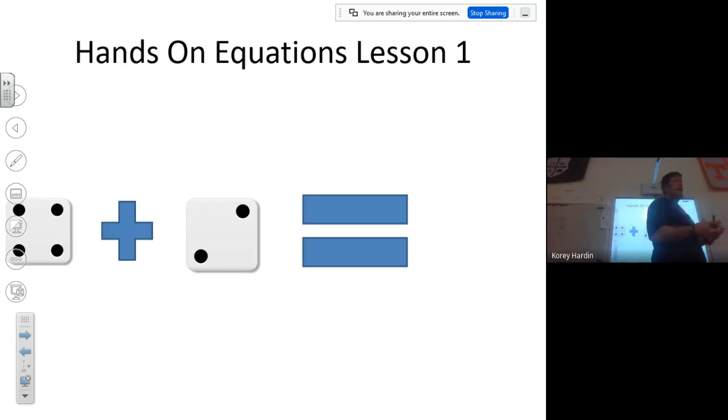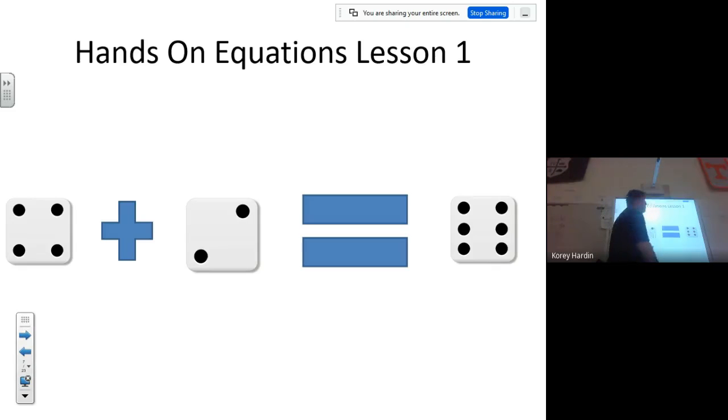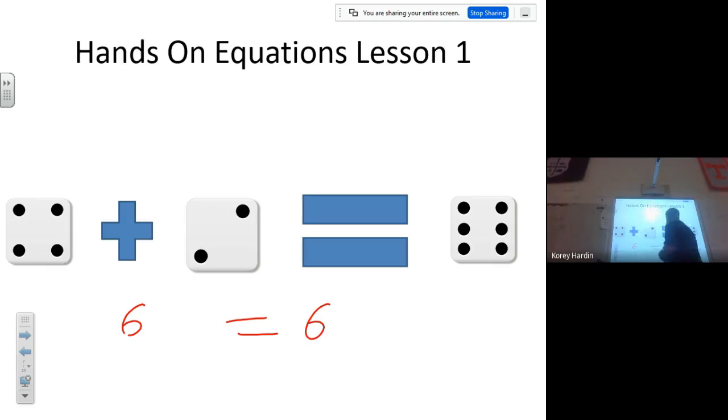So let's take dice and look at it this way. I've got to make this equation true. I've got to figure out a way to make this equation true. So I've got the number 4 plus the number 2. If we go back to elementary school math and I add 4 plus 2, I'm going to get 6. And then there's 6 on that dot, so that equals 6. So this equation is true.